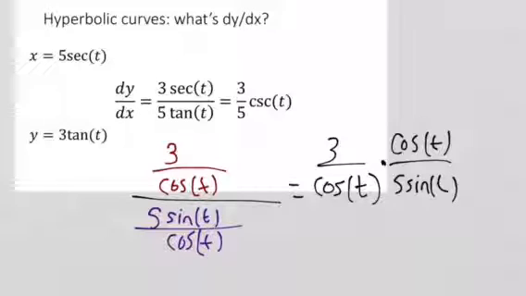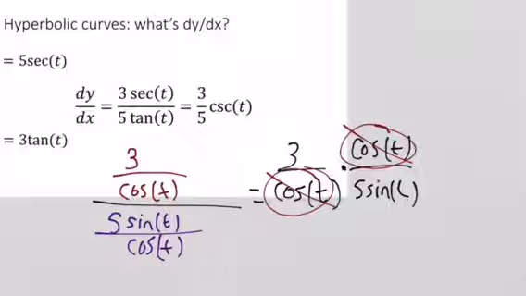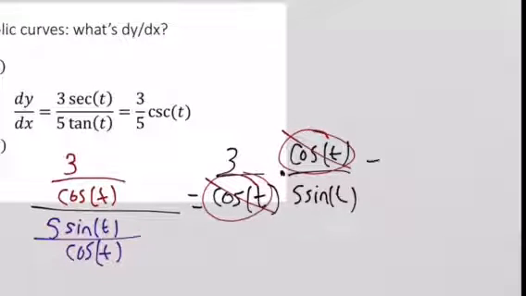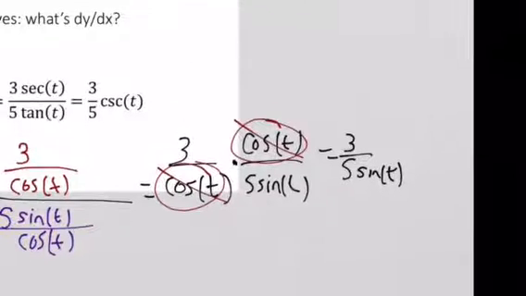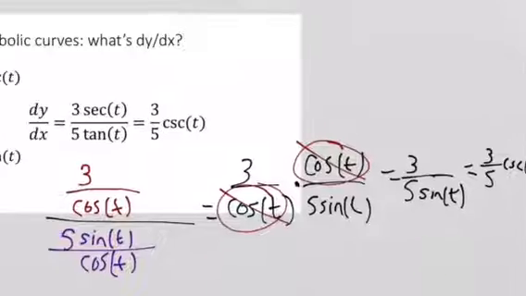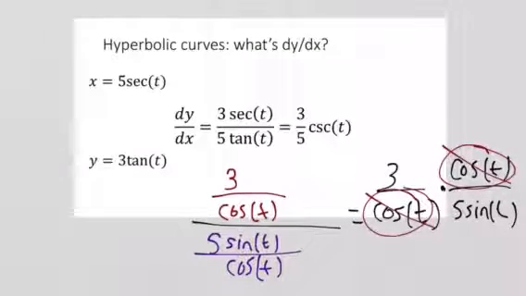So then we see we have some cosines that are going to cancel, which gives us 3 over 5 sine t. But sine is just the reciprocal of cosecant, so we can write this now as 3/5 cosecant t, with cosecant moving to the numerator, because having cosecant in the numerator is the same as having a sine in the denominator. These are equivalent. So I can now write my dy/dx of my hyperbola as 3/5 cosecant t.